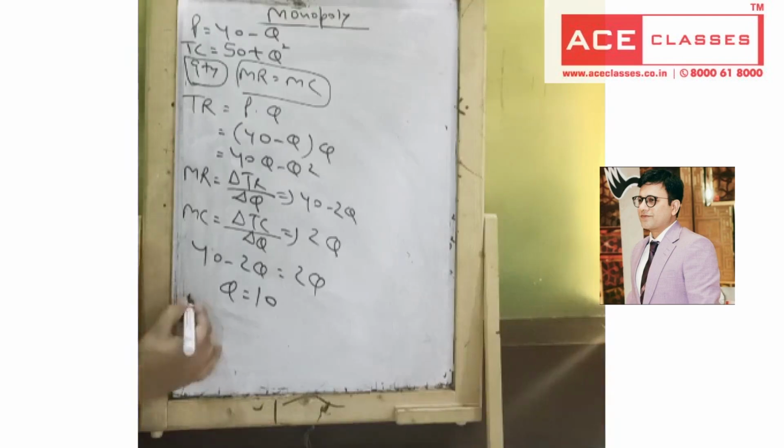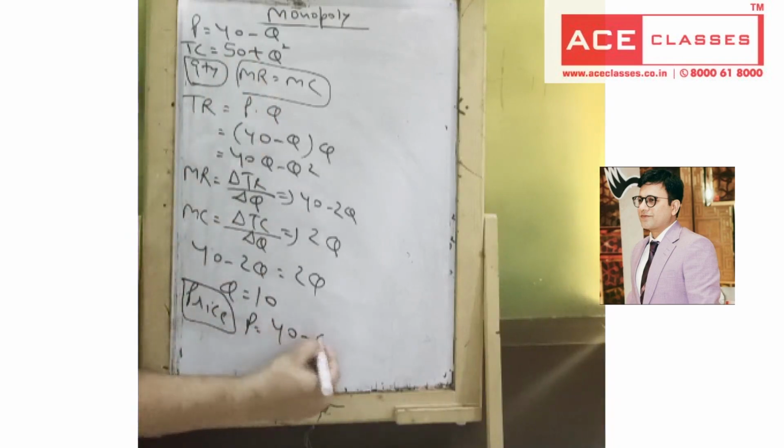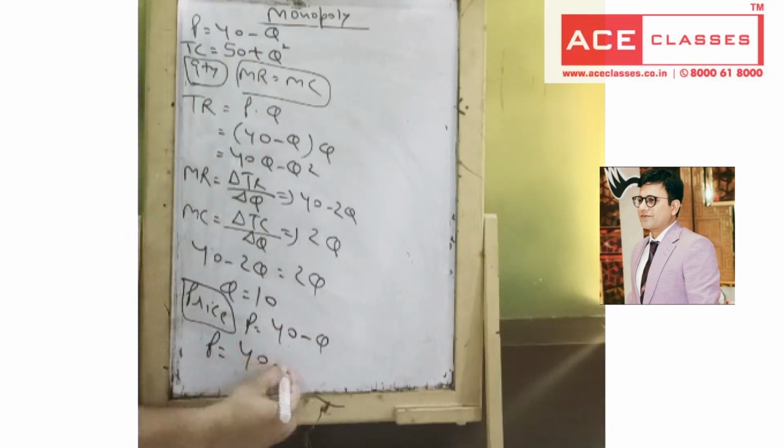If I want to solve price, not a problem. You have the price function here which is 40 minus Q. Use that. Q is 10, so your price is 30.